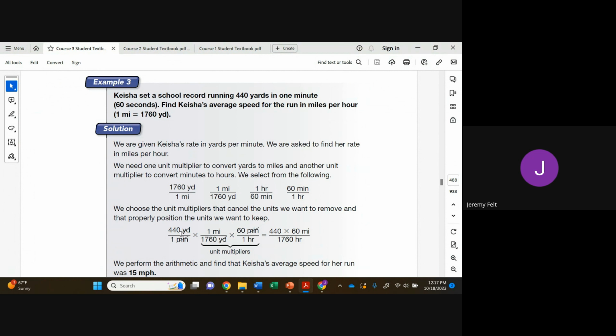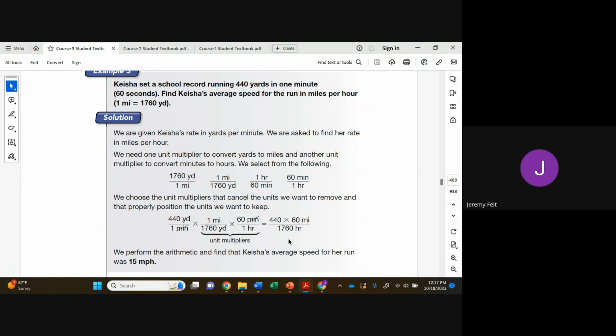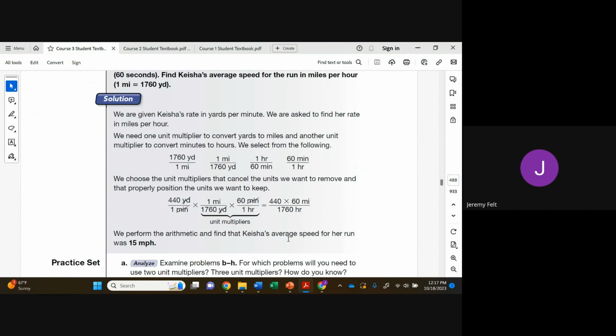Okay? So we do 440 times 1 times 60, and then 1 times 1,760 times 1 hour. So I get 440 times 60 divided by 1,760. And that ends up being 15 miles per hour.